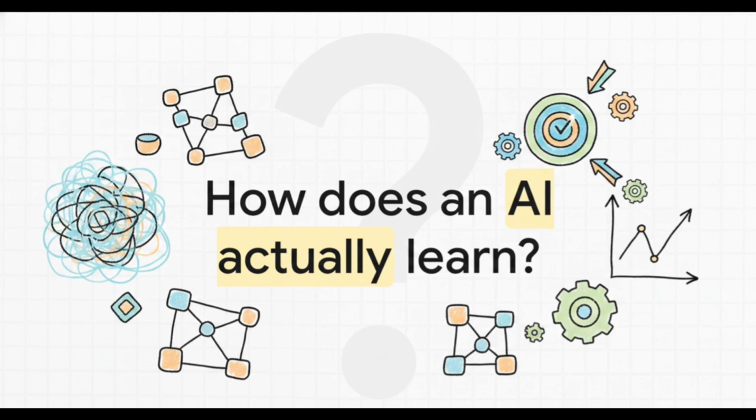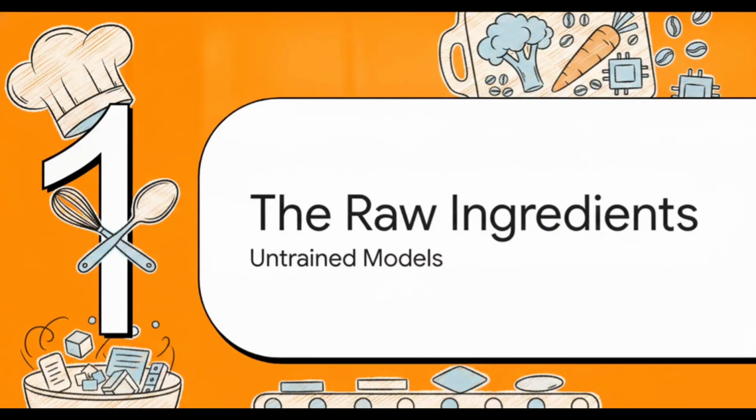How does it go from this chaotic, blank slate, literally just a bunch of randomized internal settings, to making those highly accurate predictions we rely on? To answer that, we've got to step into our AI kitchen. Section 1. The raw ingredients.